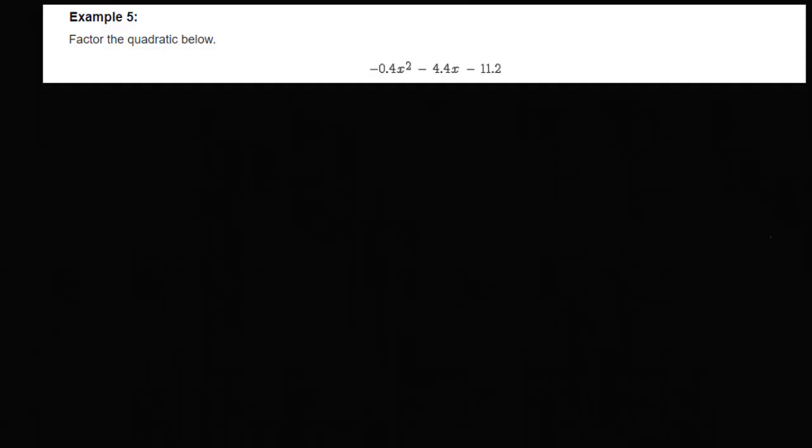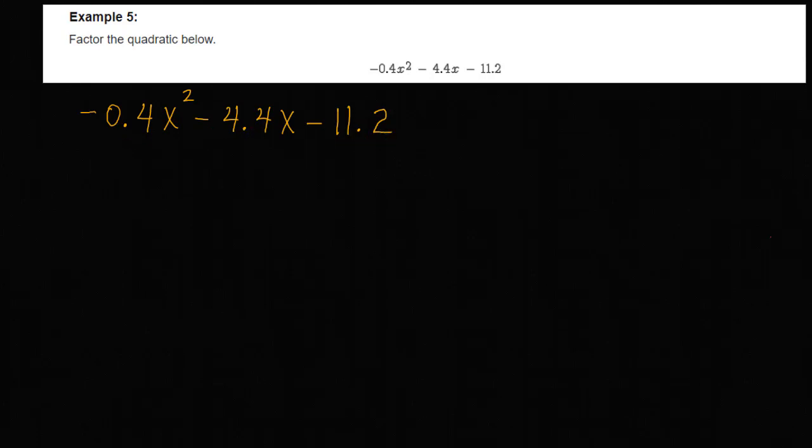Example number 5. Factor the quadratic below. So let me go ahead and write the new polynomial here. This is equal to, we now have negative 0.4x squared minus 4.4x minus 11.2. And here, as you can see, we are dealing with decimals, okay?